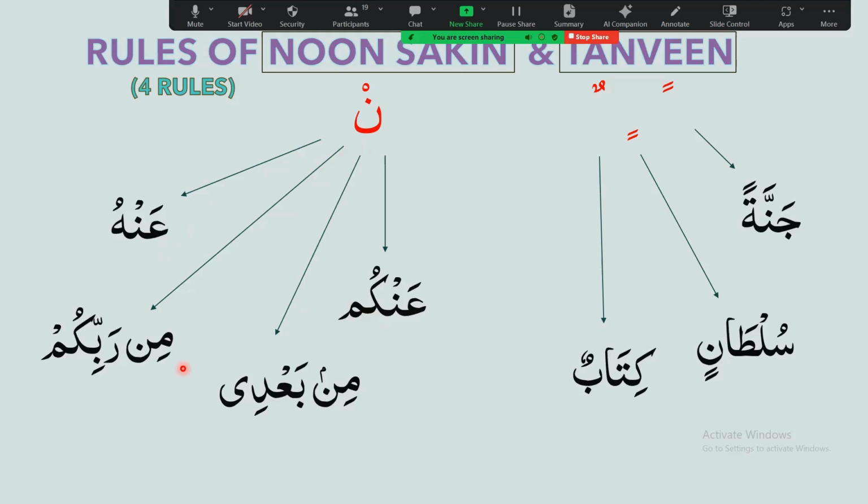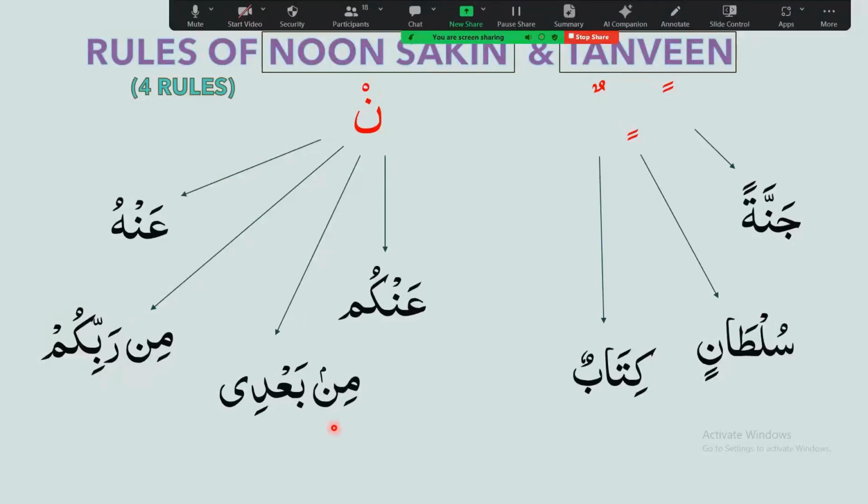Sometimes we skip the sound of noon altogether. Rather than saying min rabbikum, we say mir rabbikum. You cannot hear the n sound here. I am just joining the meem with the raa. I am saying mir rabbikum, and I am just skipping the sound of noon.